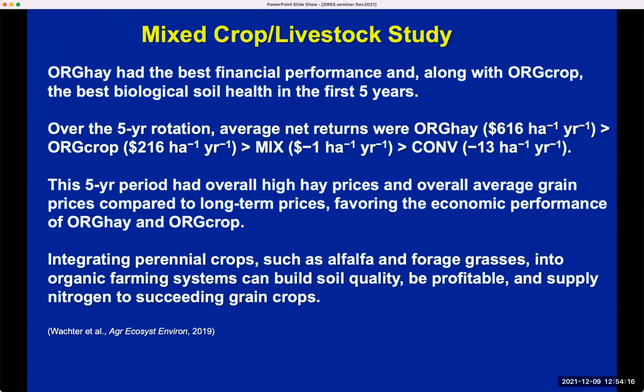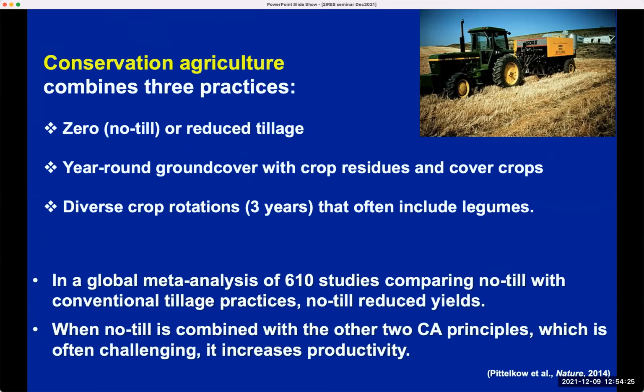better soil quality. Those two systems, especially the organic, it's a soil build. So that's just an example of mixed crop livestock. Conservation Ag is being pushed by the Food and Ag Organization, sort of the Ministry of Ag for the world. And it basically combines three practices, and you hear a lot about it.